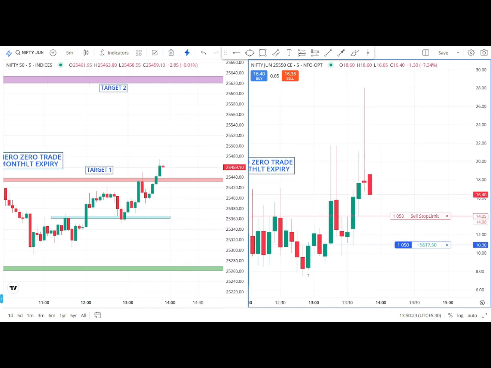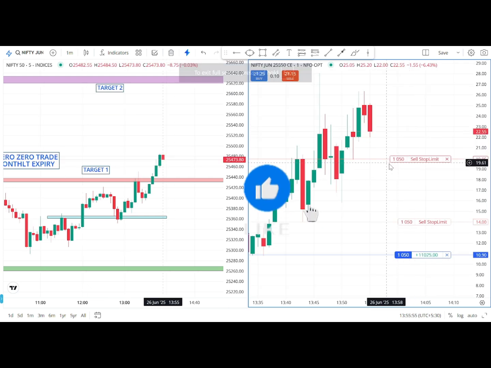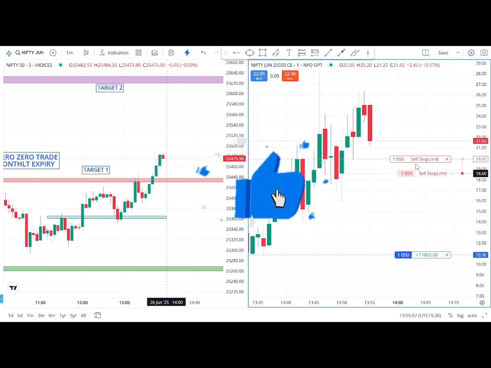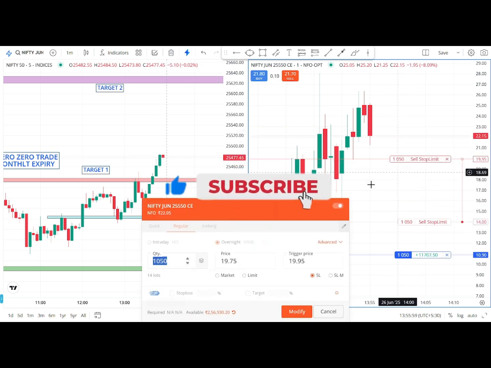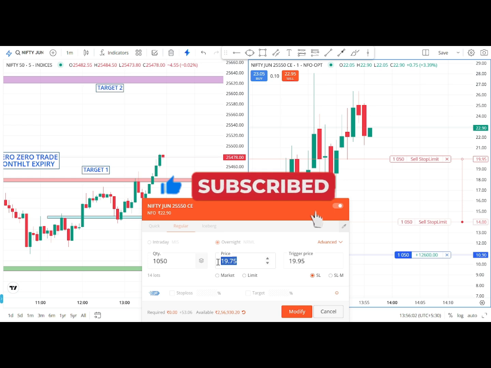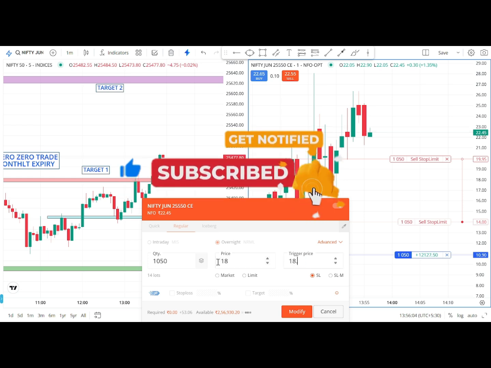Sure. Nifty is ready to break the resistance. Once the resistance breaks, it's going to be highly bullish. You're going to achieve the target too. That's why right now I'm trailing my SL, because we're going to at least gain some amount of money. Let's go.